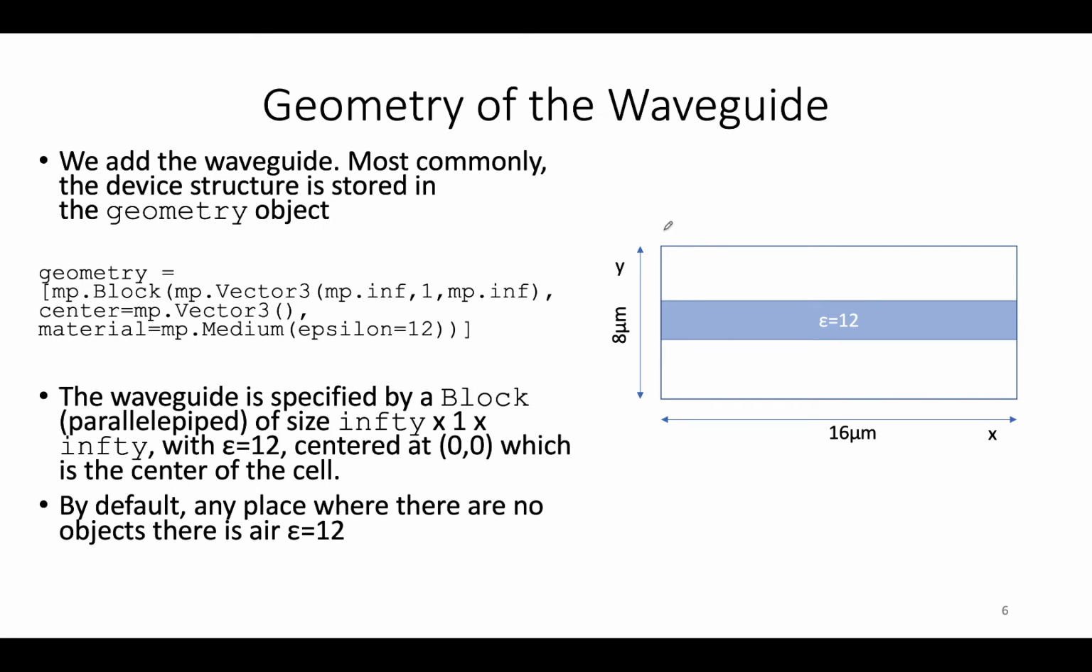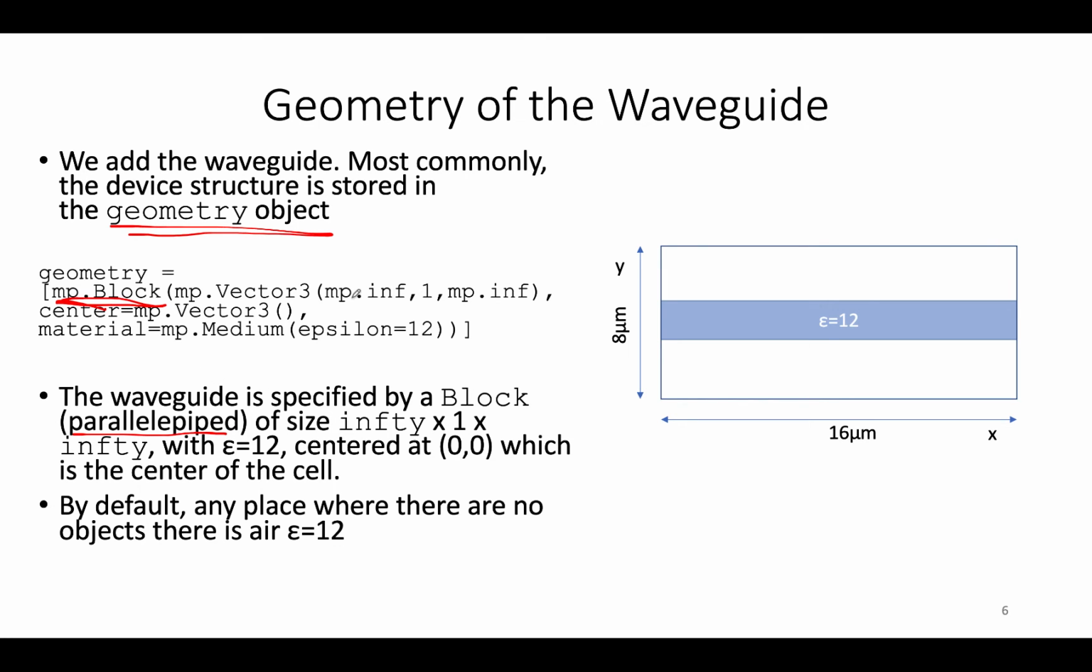After we defined our simulation domain, so that's the whole box that we want to define, it's time to define the geometry and the material of the waveguide. So to add the waveguide into the simulation domain, we are going to use the geometry object. So we define a geometry object as follows. We first say what is the shape, the geometry, by using mp.Block. In this case, we say that the waveguide is a parallelepiped, so just a rectangle.